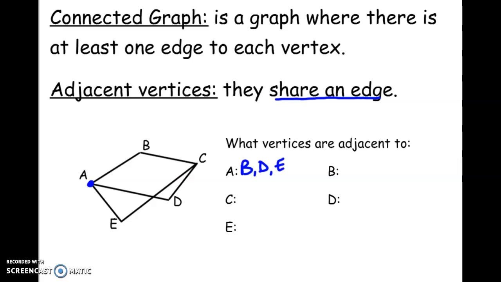Which vertices are adjacent to B? So again, even though D and E are kind of right there across, they're not adjacent, they're not next to B or connected to B. So we need to only choose the two that are connected to B. So A and C. All right, why don't you do C, D, and E? See what you come up with.